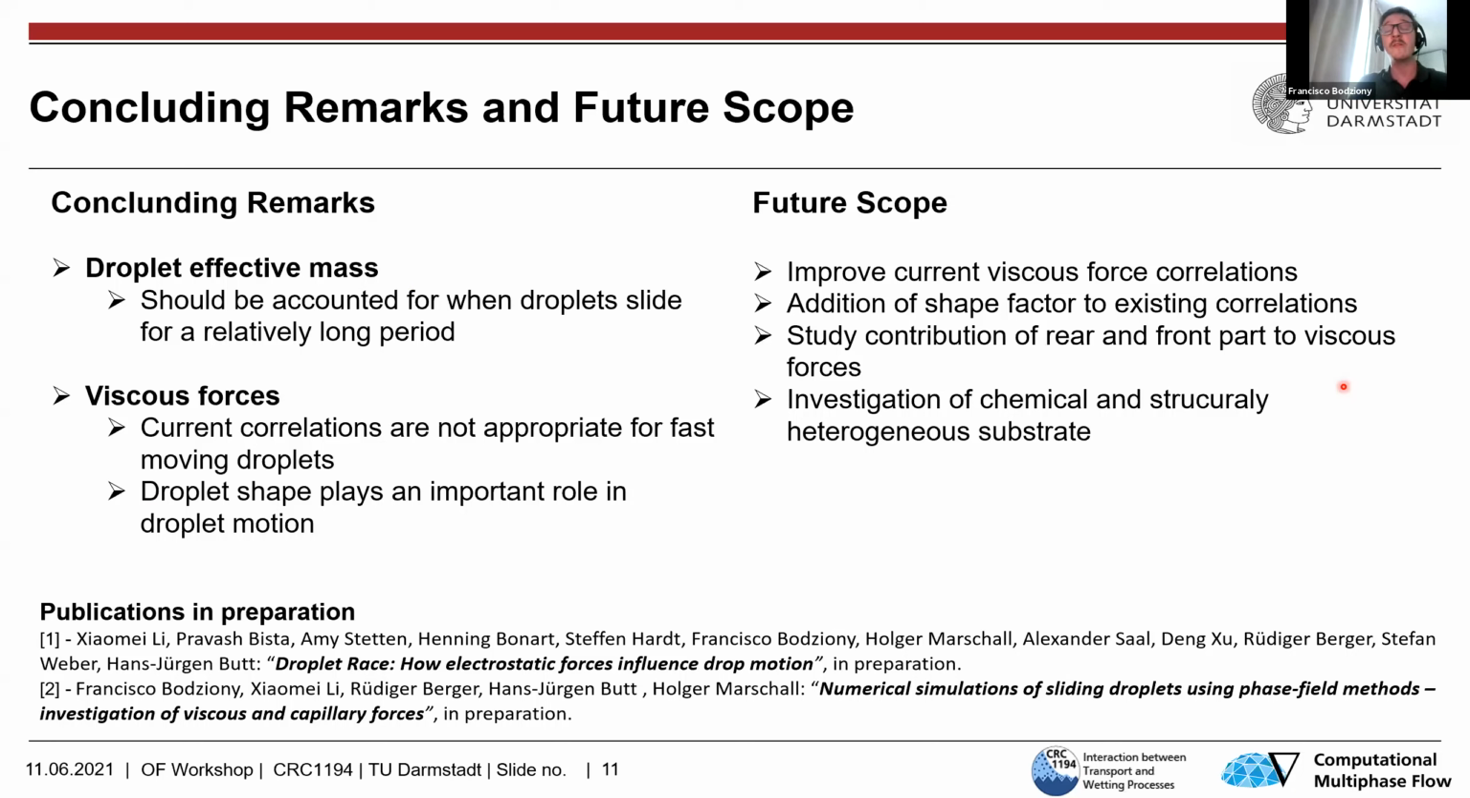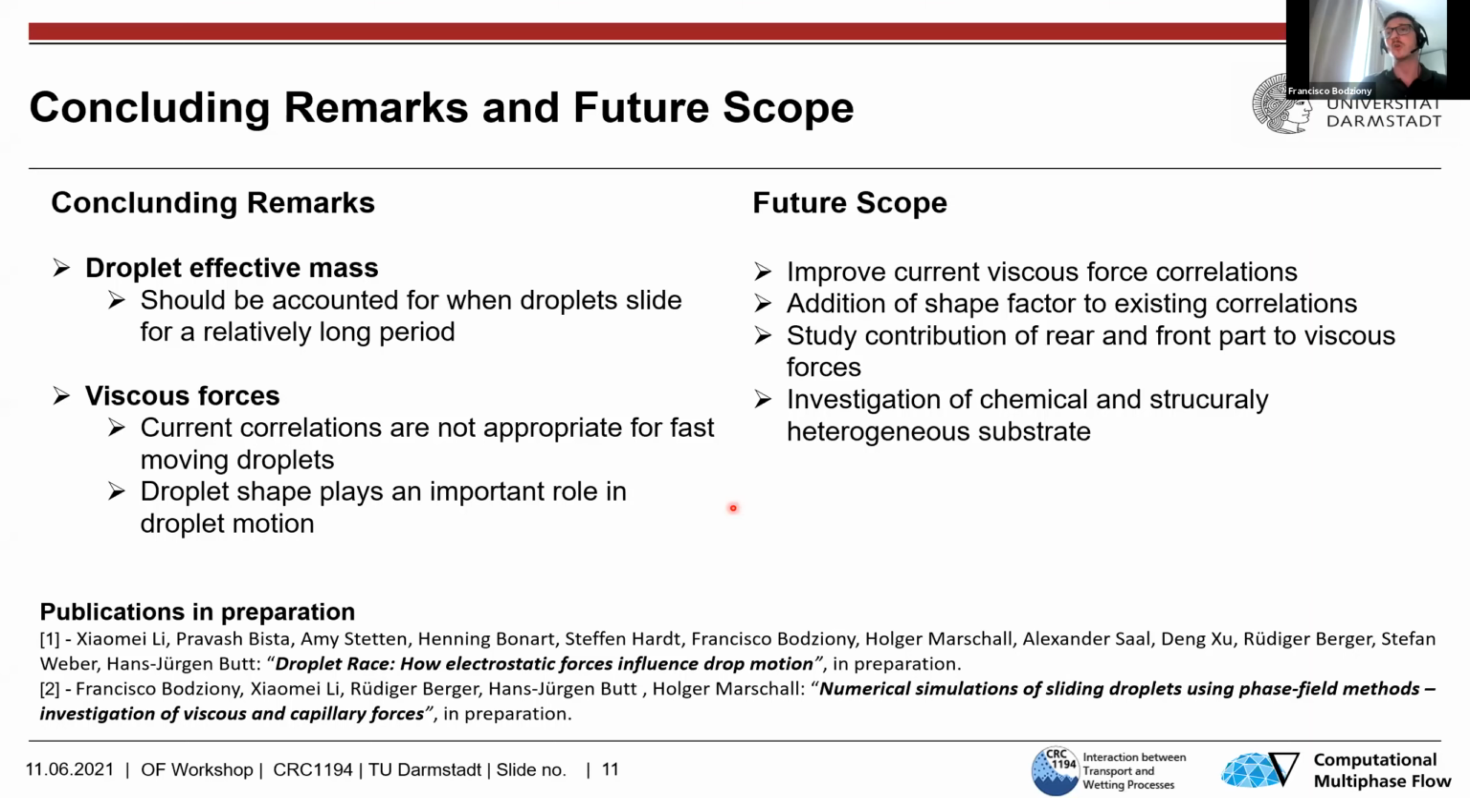So, concluding remarks and future scope. The droplet effective mass should be considered if we are accounting for droplets which are sliding and not holding for a long period of time, as the contribution of the rotational part is no longer negligible. And also the viscous forces play a very important role, and also the shape of the droplet plays a very important role in the viscous forces, which is not accounted for.